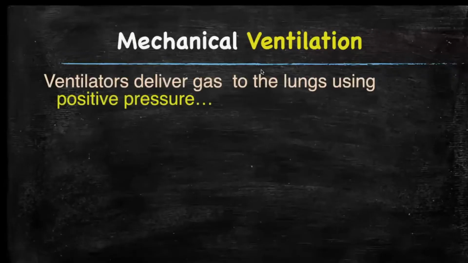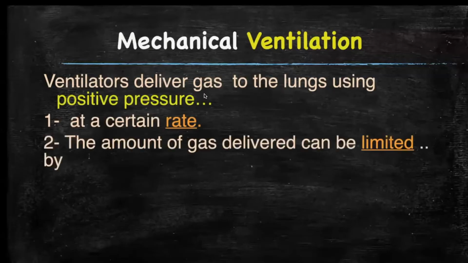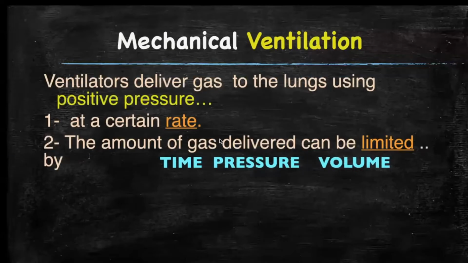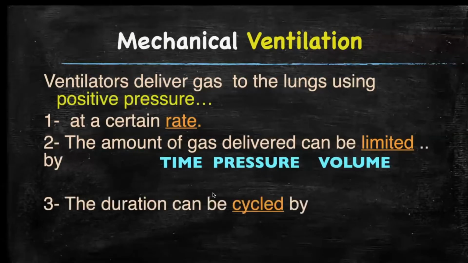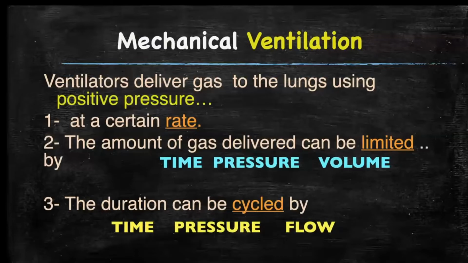So as we know, mechanical ventilators deliver gas to the lungs using positive pressure at a certain rate. The amount of gas delivered can be limited by time, pressure, and volume, and that's why it is called a pressure limited or volume limited breath. And the duration over which this gas is delivered can be cycled. That means the inspiration ends and the expiration begins. Once the time is finished, it is called time cycled, pressure cycled, or flow cycled.